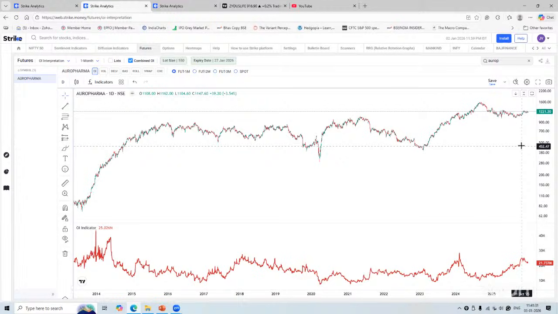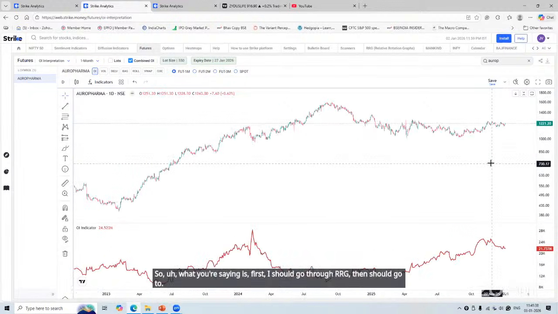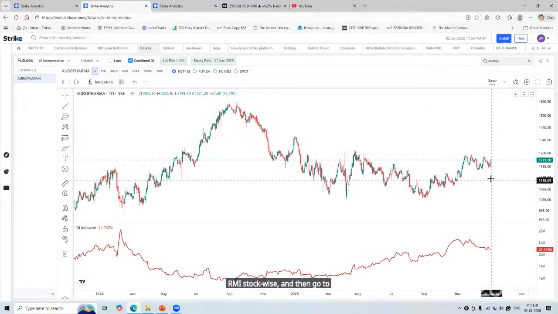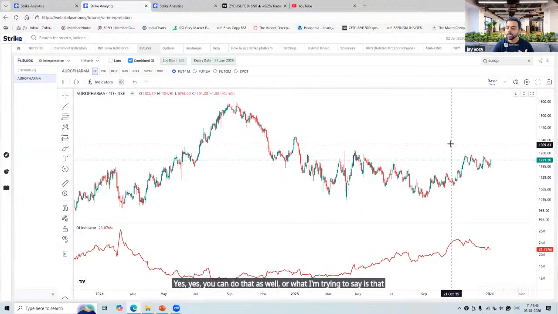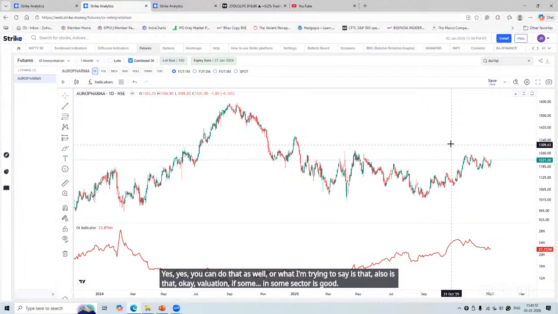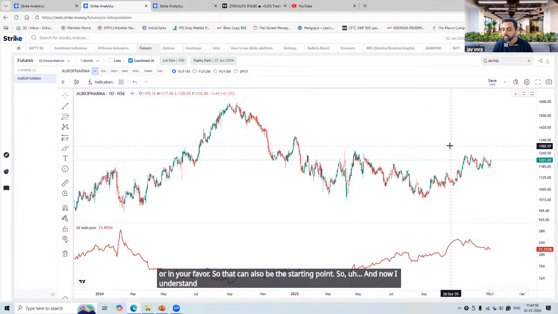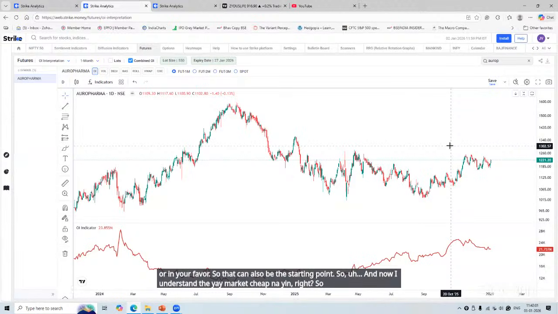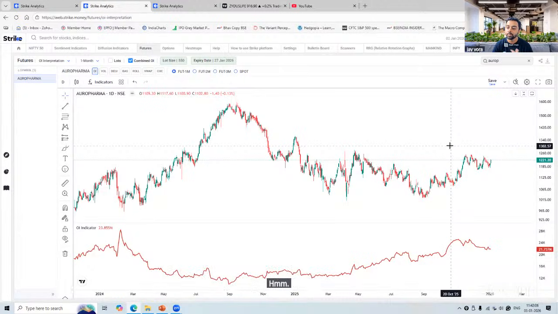So what you're saying is first I should go through RRG, then go to RMI stock wise, and then go to OI, or first OI? Yes, you can do that as well. What I'm trying to say is that if valuation in some sector is in your favor, that can also be the starting point. And if I understand that nothing in the market is cheap, then you might want to look at RRG and see which sectors are turning around and which are the preferred sectors.